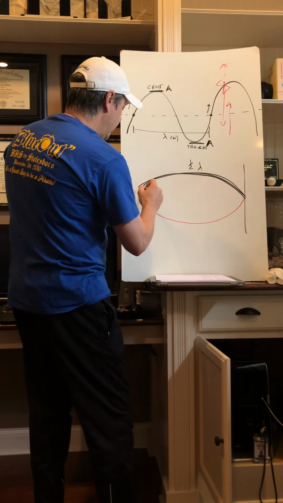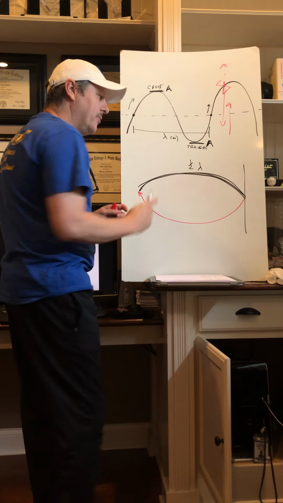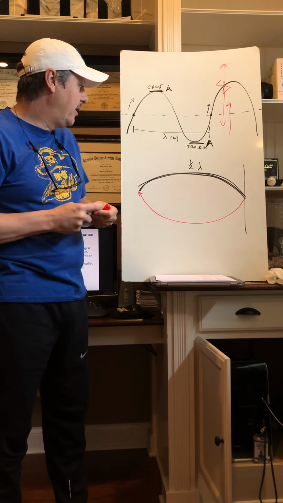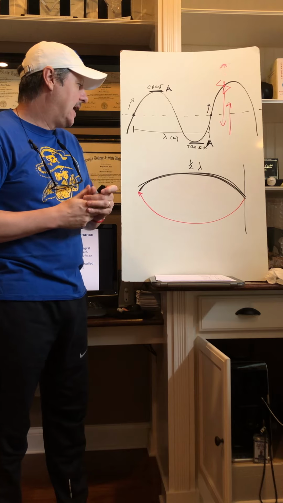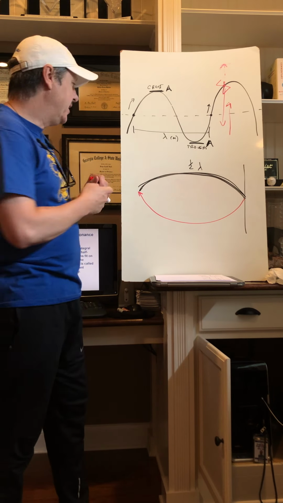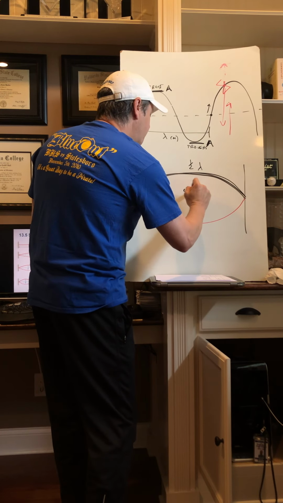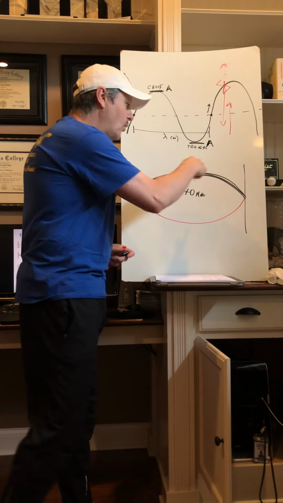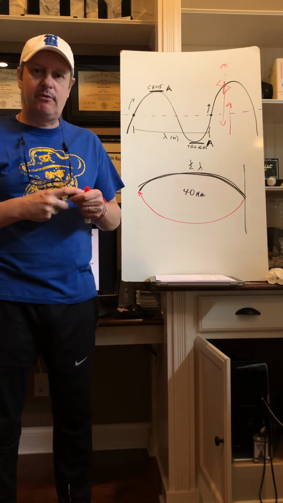Or reflected here, back over here. So one little hump is only a half a wavelength. So if that was, I don't know, let's say that was 40 hertz, then 40 hertz would be the resonant frequency of whatever material that was.